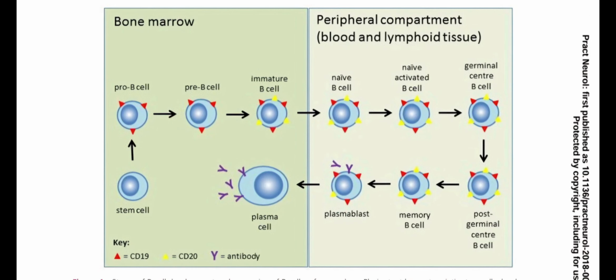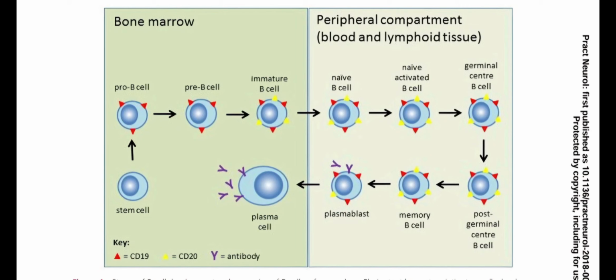In this image, B cell development begins in the bone marrow from pluripotent hematopoietic stem cells. These stem cells differentiate into pro-B cells and then pre-B cells, during which immunoglobulin gene rearrangement occurs. The B cell lineage marker CD19 first appears at the pro-B cell stage and continues to be expressed throughout most stages of B cell development.